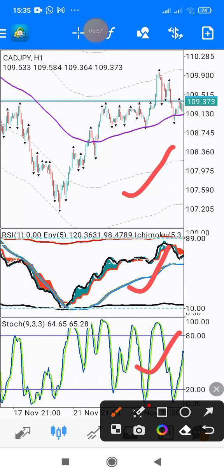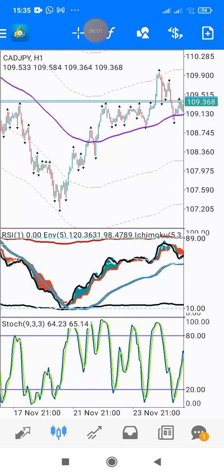I usually don't use stop losses in the market. I have a very hidden strategy. One day I will share it with you.